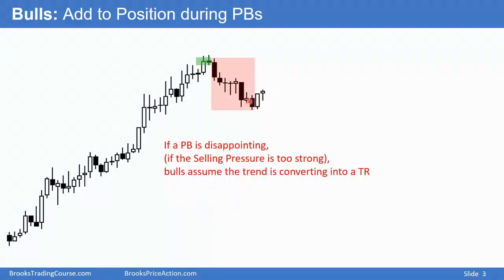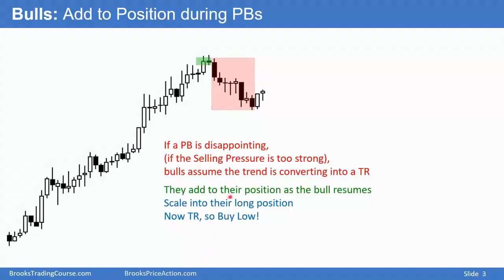Bulls disappointed by this, the size of this sell-off. They conclude it's no longer a strong bull trend. They add to their position, they scale in. They think it's probably a trading range or a bull flag. Trading range, you want to buy low, like above a bull bar on a reversal up.